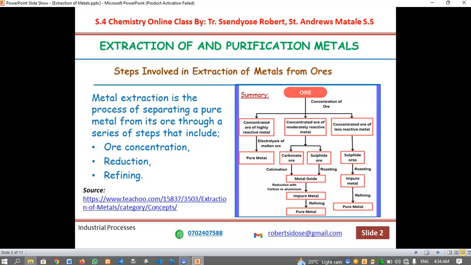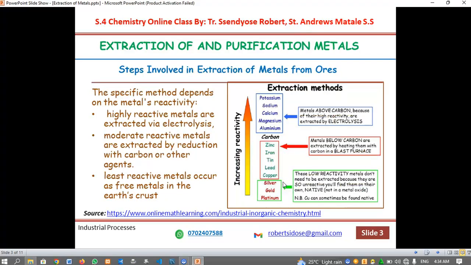These steps include ore concentration, reduction, and refining. Our chart here describes these steps, and we have links embedded in the slides. You can tap the link for further study. As we said, when we are considering those steps, we are considering the reactivity of the elements on the reactivity series.